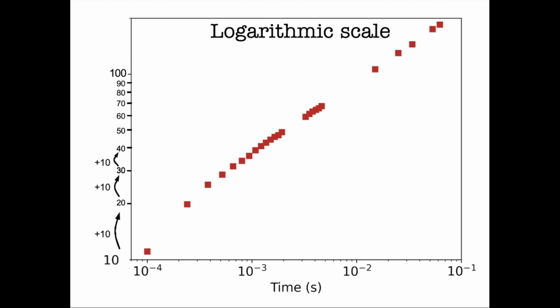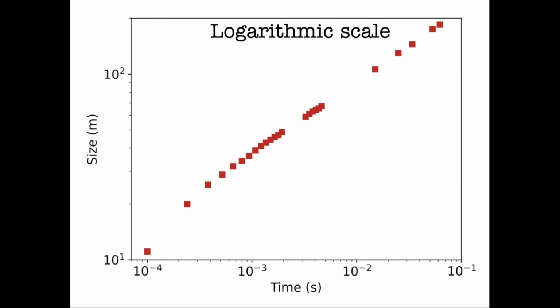This is because, from the point of view of multiplication, the distinction between 10 and 20 is greater than between 20 and 30 or 30 and 40. To go from 10 to 20, we multiply by 2, whereas to go from 20 to 30, we only multiply by 3/2, that is 1.5.